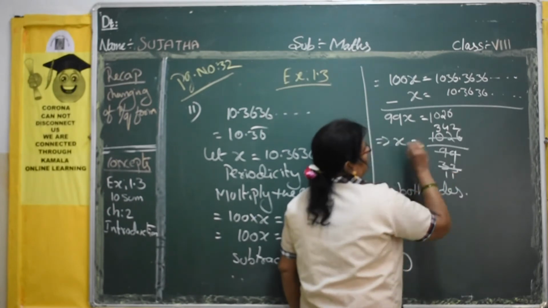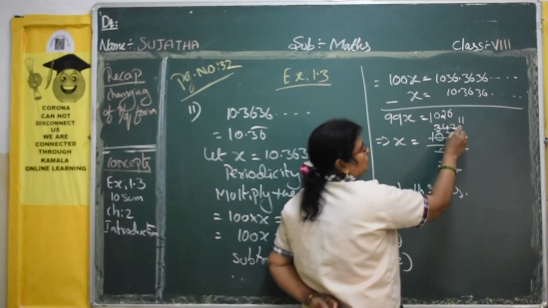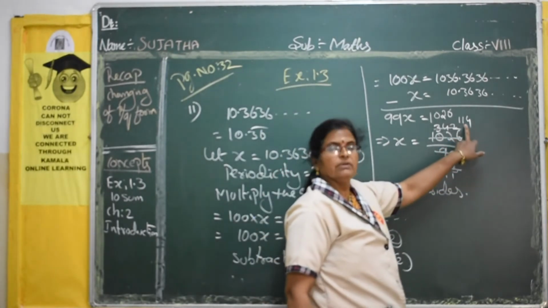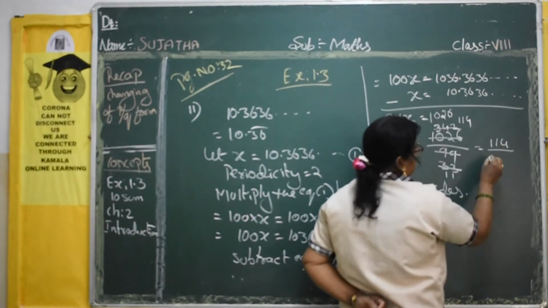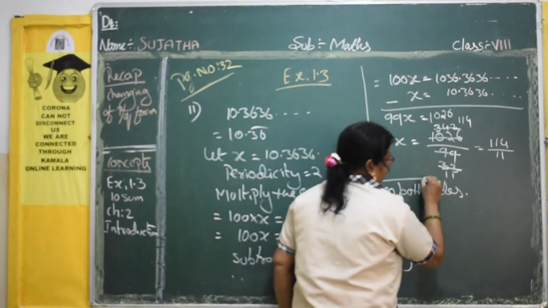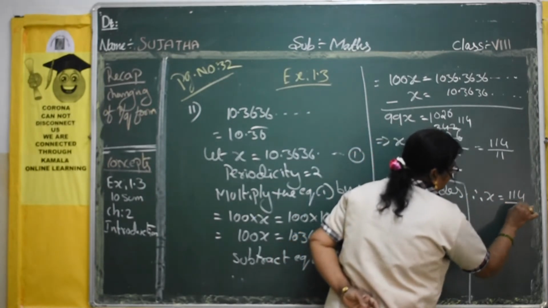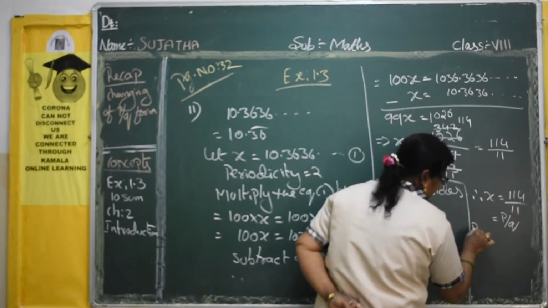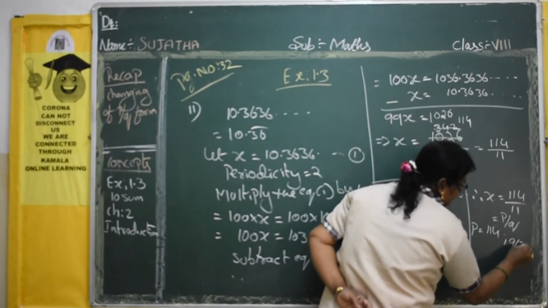Now 3 1s are 3, 4 minus 3 is 1, 3 4s are 12. Again, will it go in the 11 table? But it will not go in the 11 table. So we get 114 by 11. This is the p by q form. Therefore x is equal to 114 by 11, which is nothing but p by q. So p is equal to 114 and q is equal to 11.